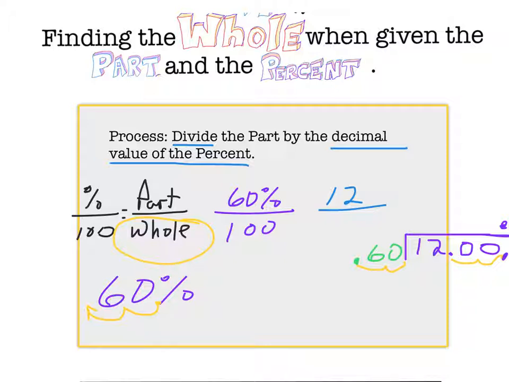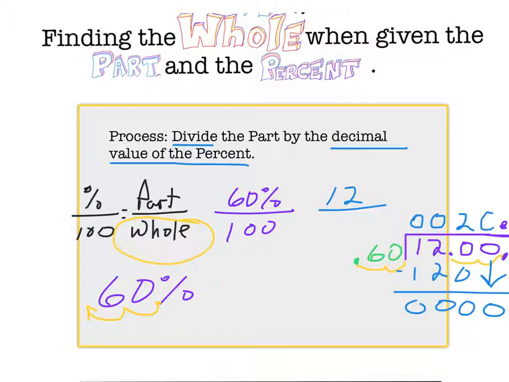60 does not go into 1, does not go into 12. It does go into 120, and it goes in evenly. Goes in twice. So 60 times 2 is 120. I'm going to keep going though, because I can subtract to get 0, but I still have a 0 to bring down. And I still have an open spot right there. So I need to fill that in. 60 doesn't go into 0, it goes into 0 0 times, so I put a 0 there. 60 times 0 is 0, and now that zero's out, and I don't have anything else to subtract.